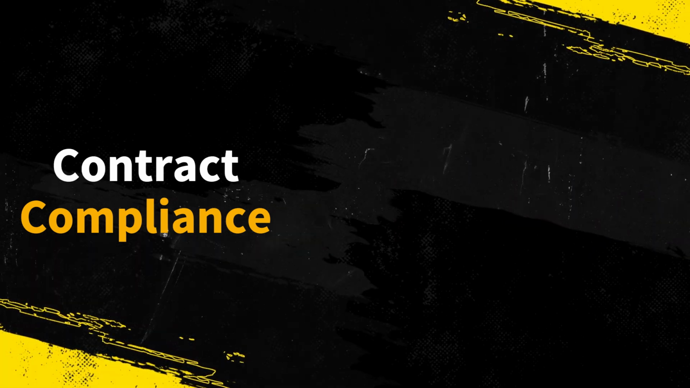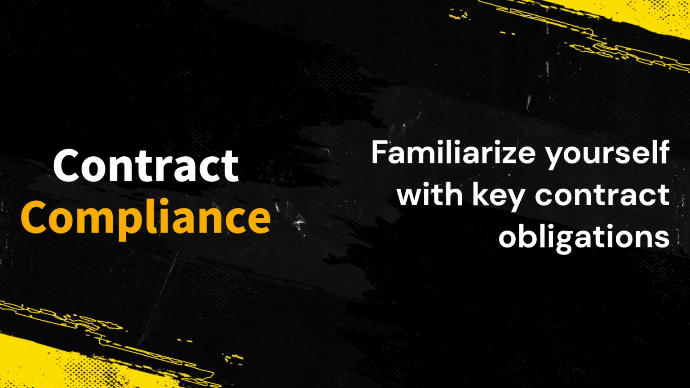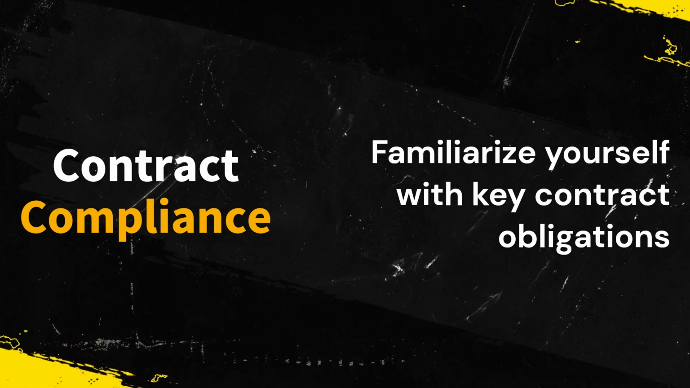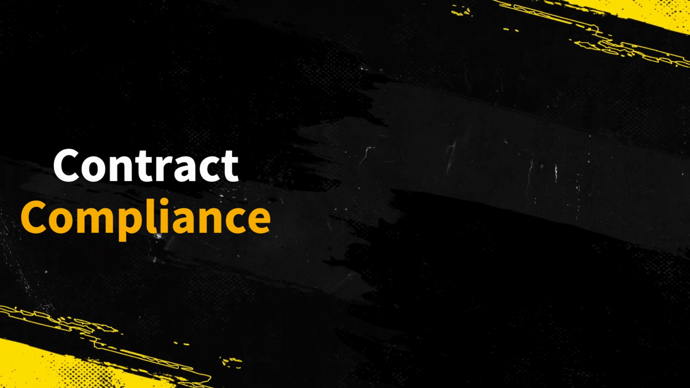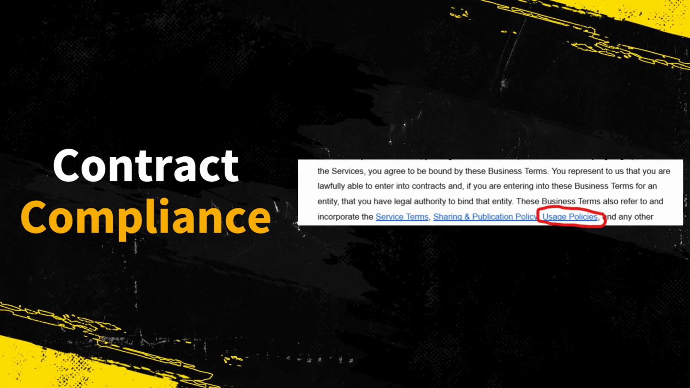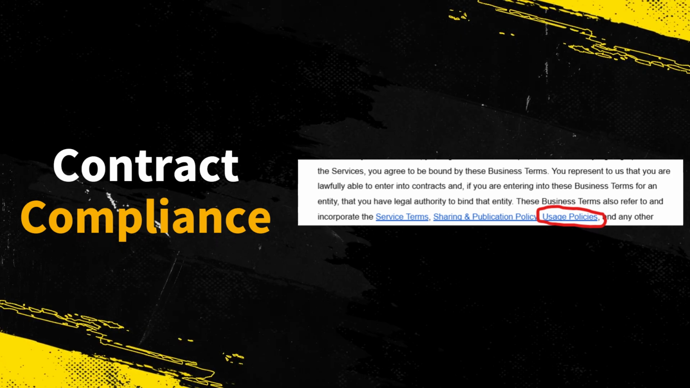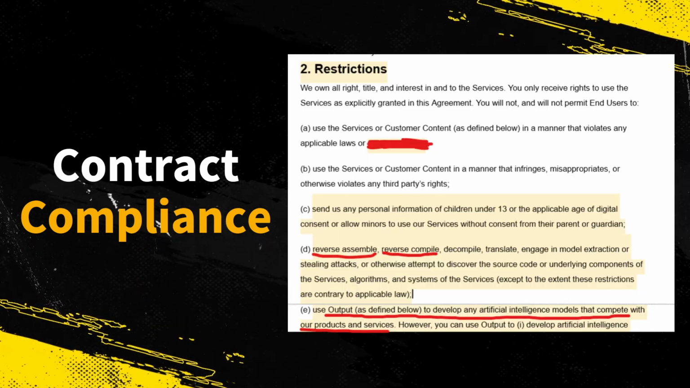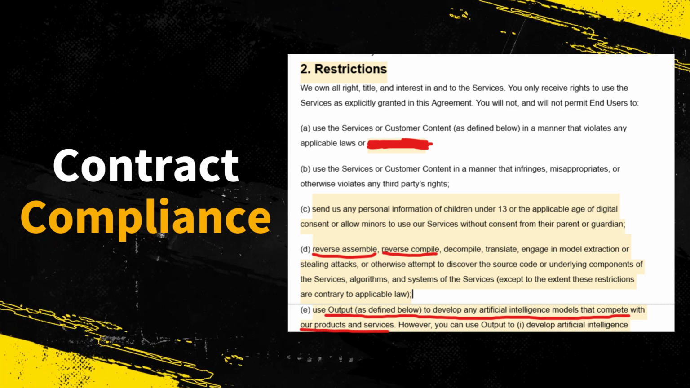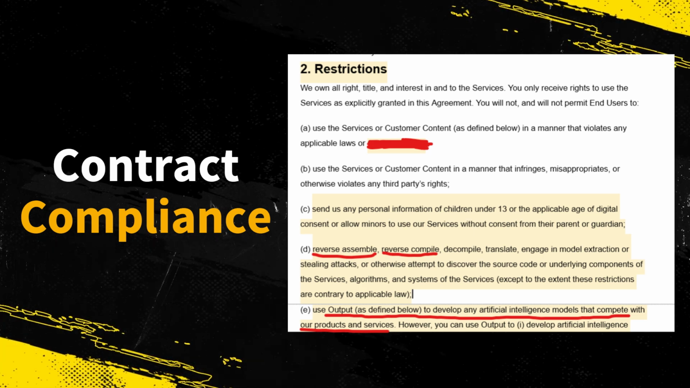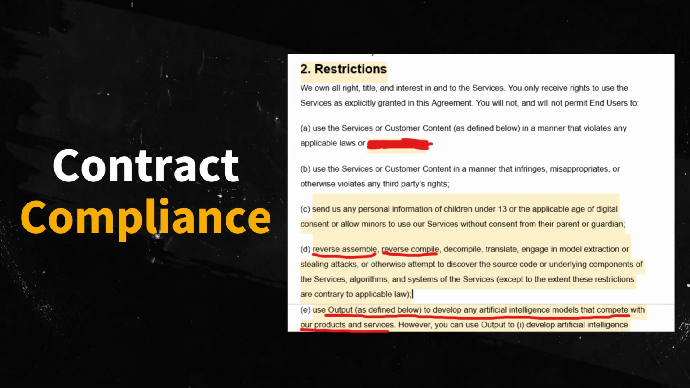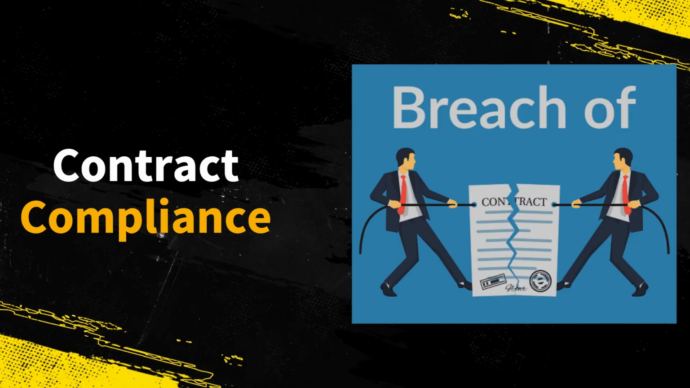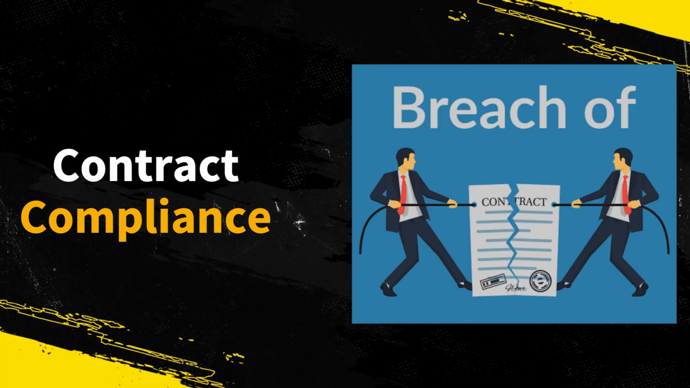On the first topic of contract compliance, you will need to familiarize yourself with the key compliance obligations in the relevant contract with the generative AI vendor. For example, if you had agreed to the vendor's acceptable use policy, you should comply with those requirements. As another example, if the relevant contract states that you are not to use the output to reverse engineer the process or to develop a similar competing model, then you should refrain from doing so. Failure to comply with the contractual obligations may result in your company being liable for contractual breaches.